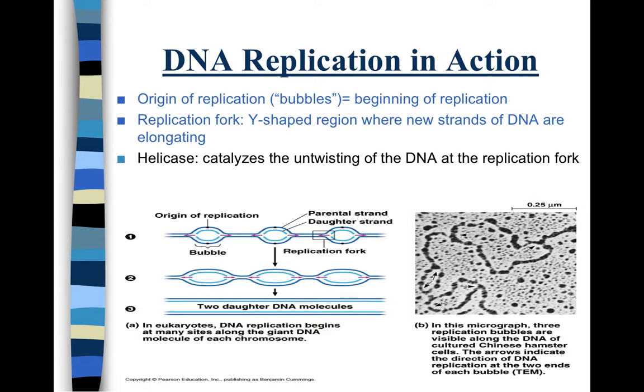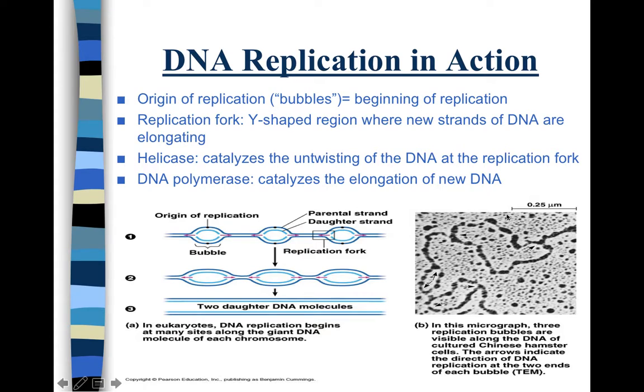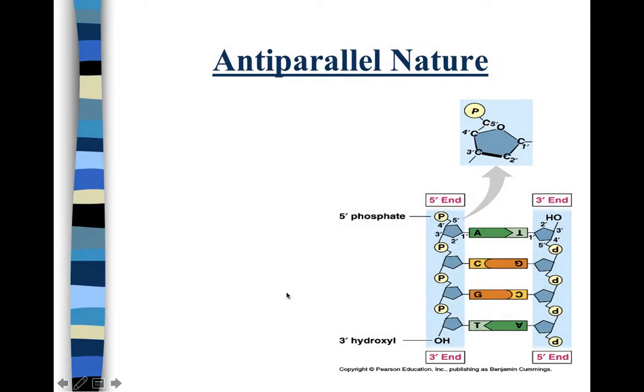DNA replication in action. All right. Origin of replication, which is the bubble, equals the beginning of replication. Replication fork, Y-shaped region where new strands of DNA are elongating. Helicase catalyzes the untwisting of the DNA at the replication fork. DNA polymerase catalyzes the elongation of new DNA. So here's the bubble, here's the replication fork where the parental strand and the daughter strand meet, and 2 daughter DNA molecules.